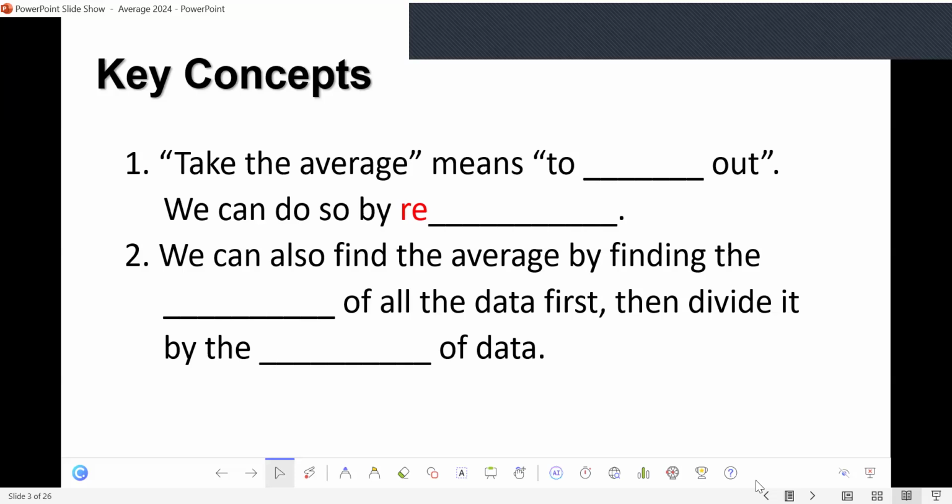Take the average means to what? Even out. Very good. Who said that? And one more point for you. Later you get one more stand. Okay. Take the average means to even out.